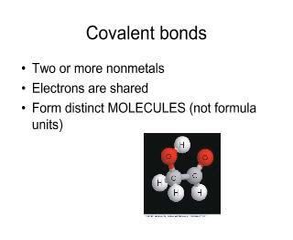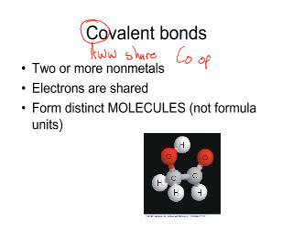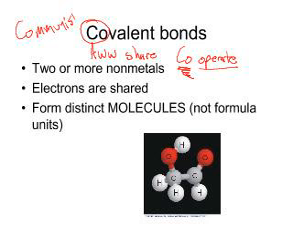Covalent bonds. Covalent bonds are two or more nonmetals. Electrons are shared. The prefix co means share. So if you cooperate with someone, you operate sharingly. If you're a communist, you share everything and give it to the government. Okay? So covalent, electrons are shared. And actually this word valent means electrons. So covalent means share your outer electrons in bonds, which is very different than an ionic compound.